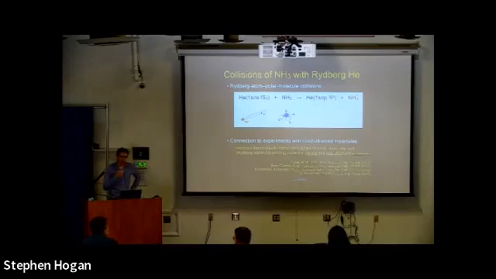Then there's a connection to experiments with cold molecules. There have been proposals, for alkali dimers and things like this, to try to cool them by using sympathetic cooling.